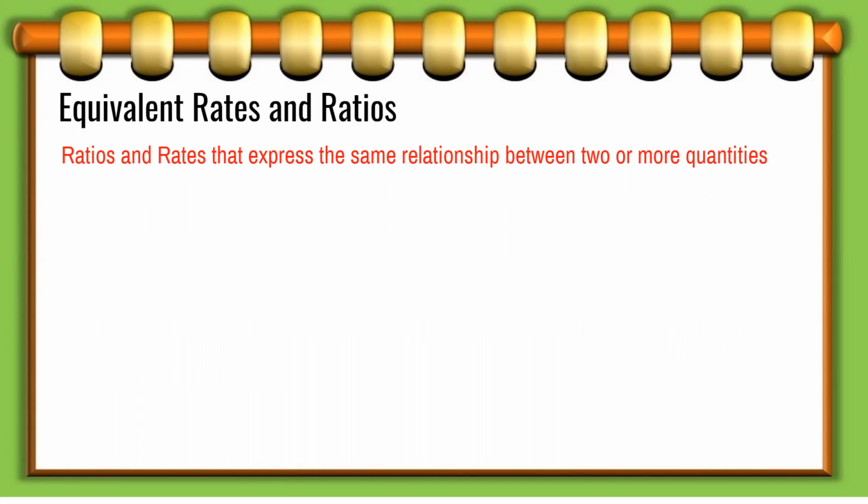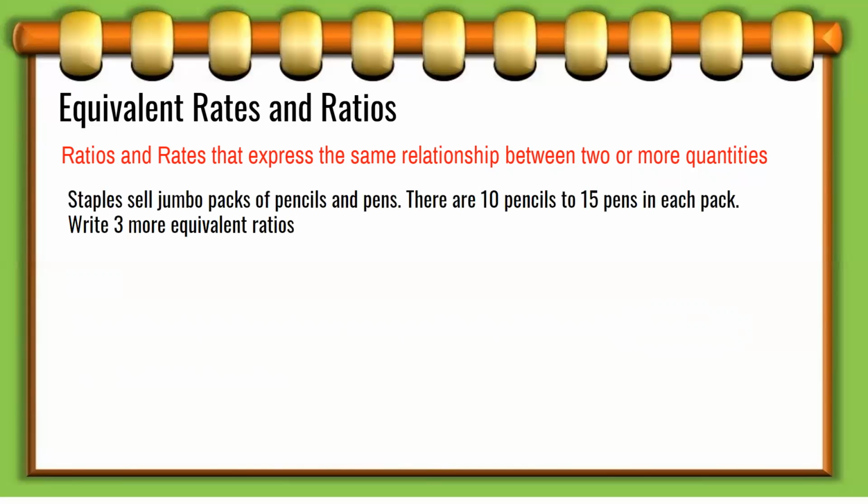Equivalent rates and ratios are ratios and rates that express the same relationship between two or more quantities. So let's look at an example. It says Staples sells jumbo packs of pencils and pens. There are 10 pencils to 15 pens in each pack. Write 3 equivalent ratios. Well, I first need to note that I'm comparing pencils and pens. Those are both writing utensils, so that's a ratio.